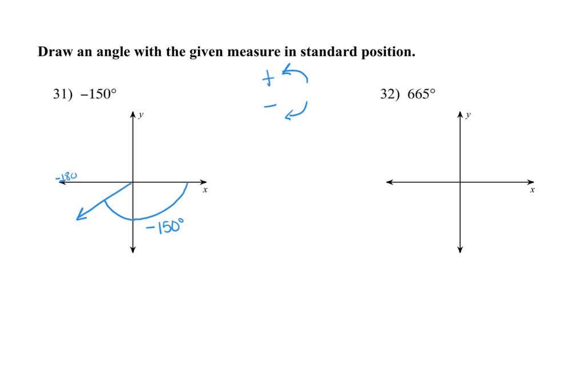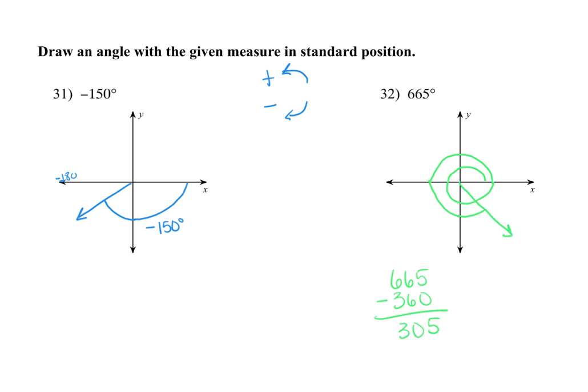For 665, I am going counterclockwise because it's positive. But it goes past a full circle, okay? So I know I need to go a full circle, and what does that leave me? Well, 665 subtracting that circle that I've already got there is 305 degrees. So it's a pretty big loop even after that one. And so I know that I'm going to go another 90 degrees, another 180, another 270, right? But then I only need to go about 35 degrees past that 270, right?